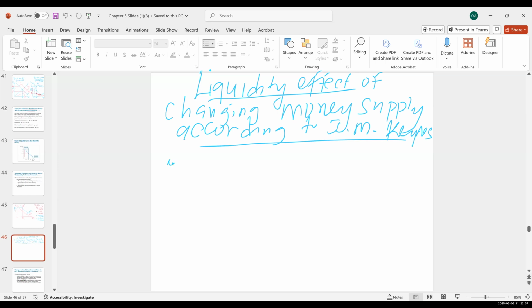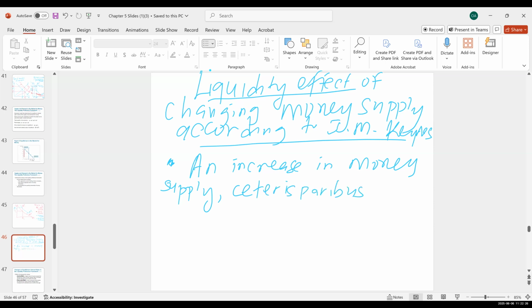So Keynes argues that an increase in money supply by the Federal Reserve, because the Fed is the one that can print money, ceteris paribus, which is a Latin phrase that means all other things held constant, will lead to a decrease in interest rate. And vice versa.